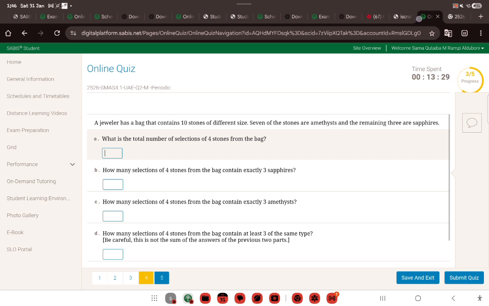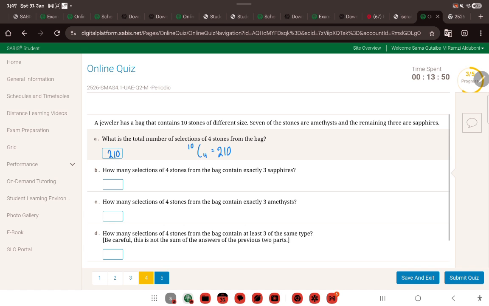So we simply do 10, like we're choosing 4 from 10. So we put it on the calculator. We're choosing any random 4 stones. So it doesn't matter. So we could use combination. So we get 210 on the calculator.